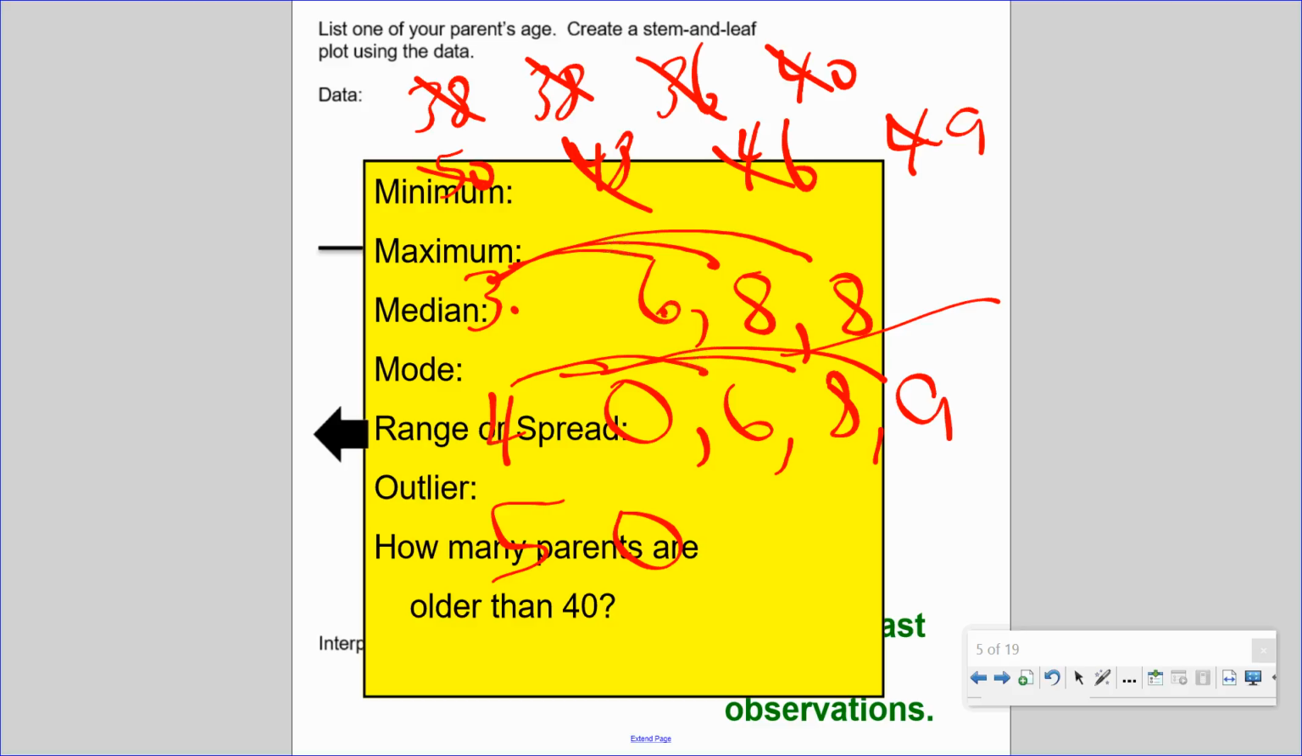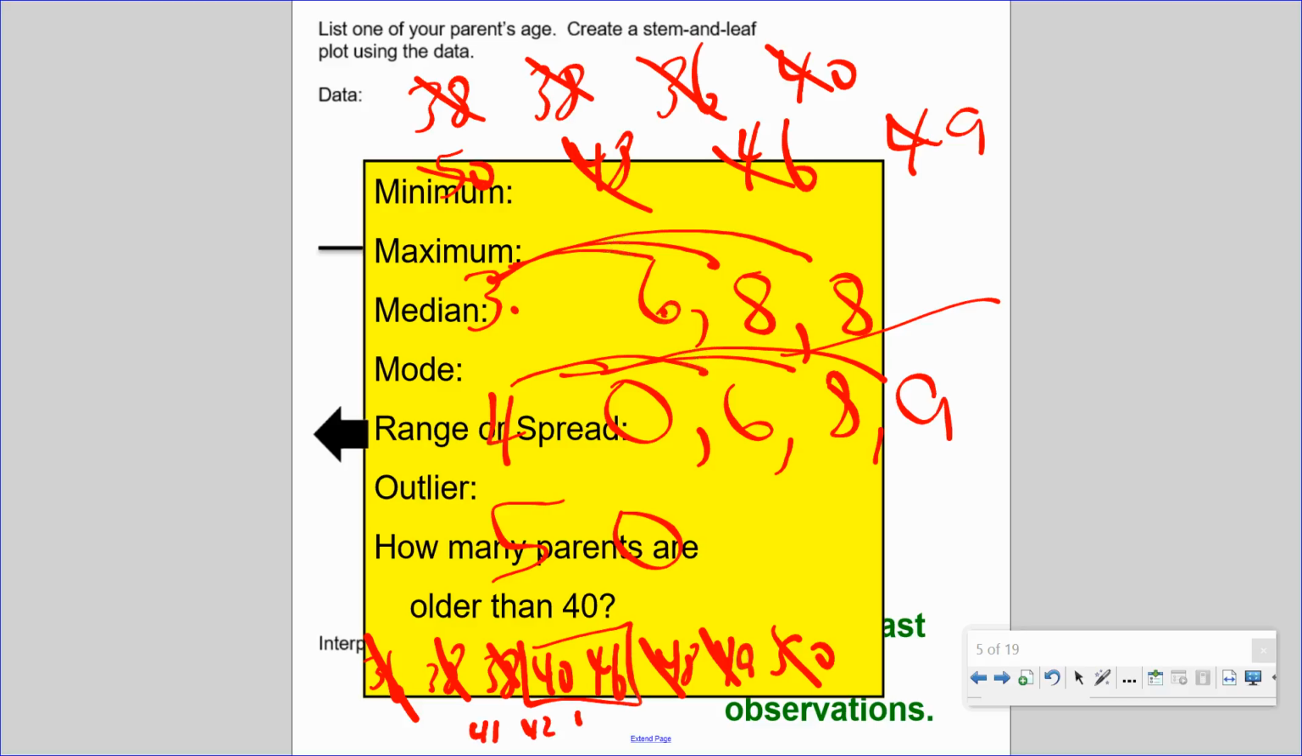The median, oh, let's write the numbers again neater. 36, 38, 38, 40, 46, 48, 49, 50. Median's the middle. We have 2 numbers in the middle right here. What is between 40 and 46? I'm going to make a prediction and say 43. Let's set 41, 42, 43, 44, 45. It is 43. Another way I could have done is add these 2 numbers up and get 86, then divide by 2 and get 43. So the median is 43.